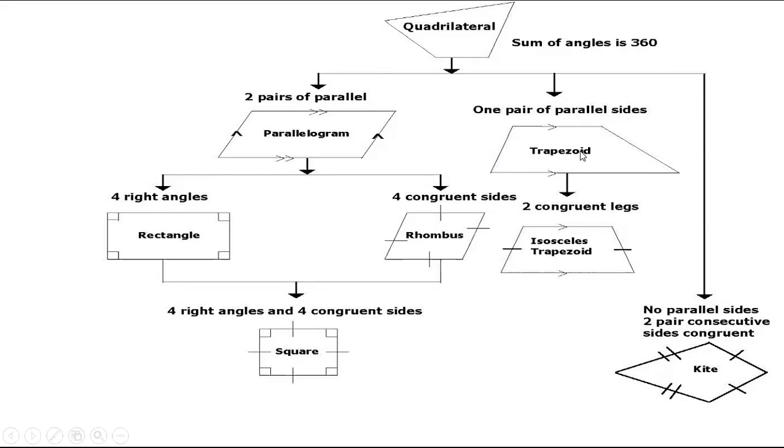One type of trapezium is the isosceles trapezium. In this isosceles trapezium, the non-parallel sides are equal in length. Kite. In the kite, two pairs of consecutive sides are equal in length. See here, this is the first pair, and this one is the second pair.